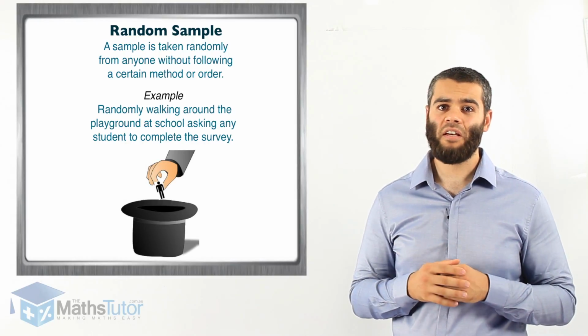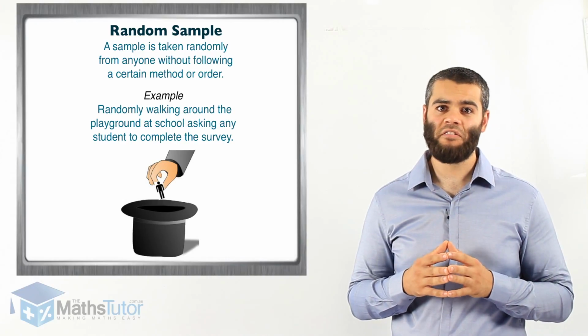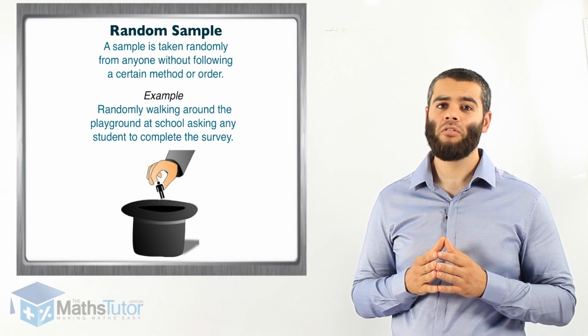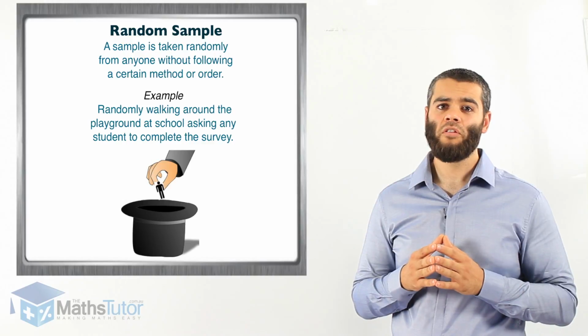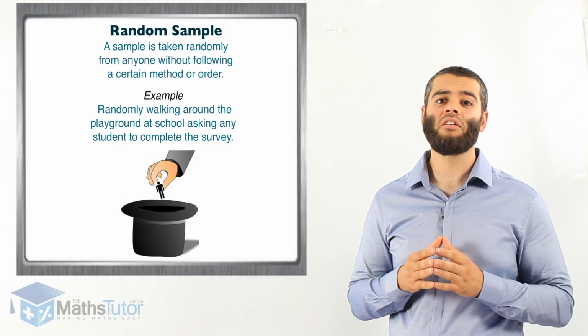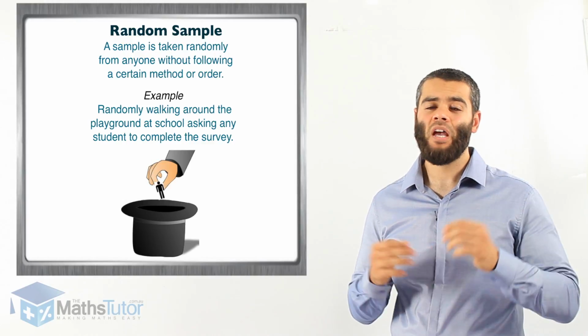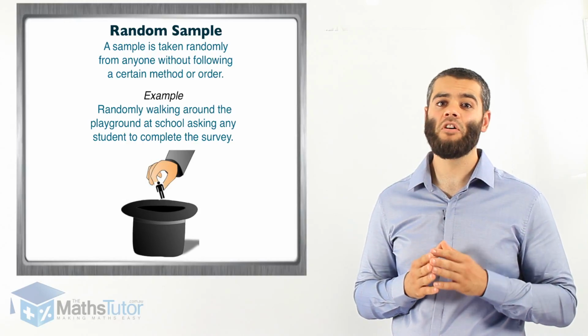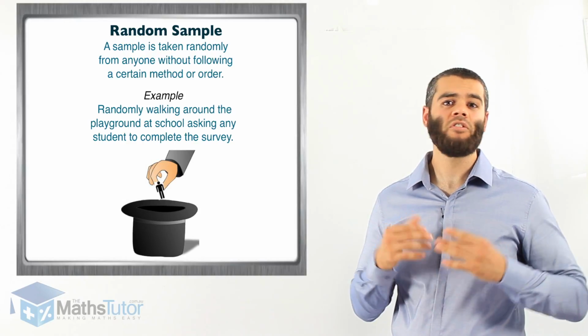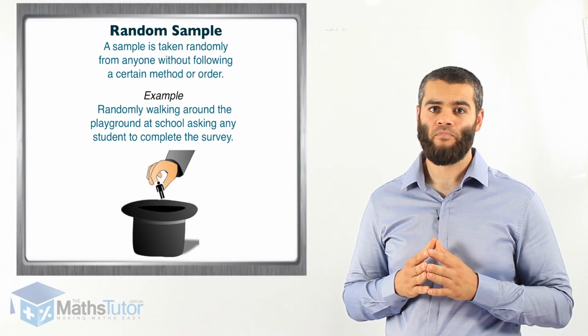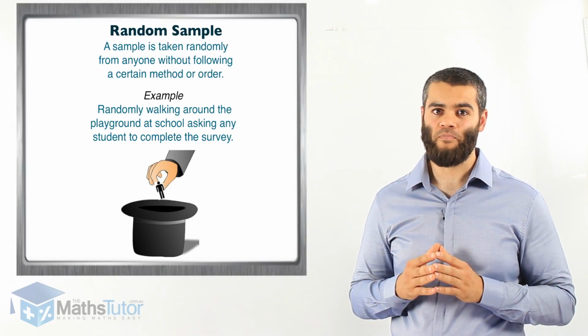So the canteen staff grab their questionnaires and walk out in the playground, go over the basketball courts, go into the classrooms, and they just see any student randomly, and ask them to fill out the survey. They don't follow any system, they just randomly ask anyone. That is called a random sample.